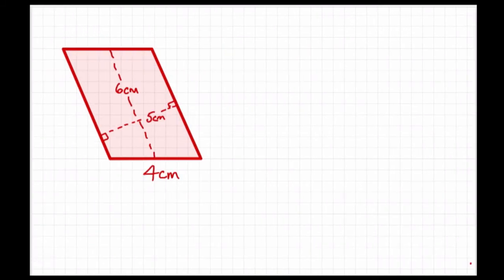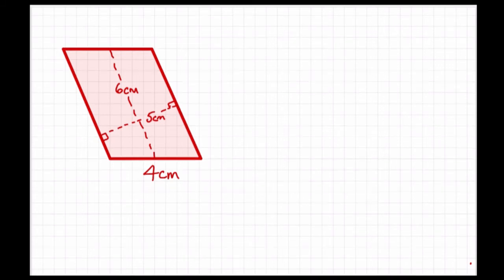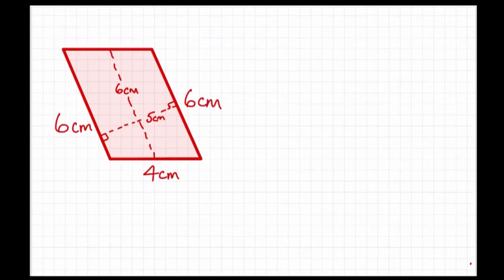Now this one is here to confuse you. That 6 centimeters right there is the length of that dotted line, which is not the height, because can you see it's sloping to the left and it's not perpendicular to the base? So the line that is perpendicular is the 5 centimeters. And I can tell you that that sloping 6 centimeters is actually parallel to the sides. So I could write down 6 centimeters for those two parallel sides.